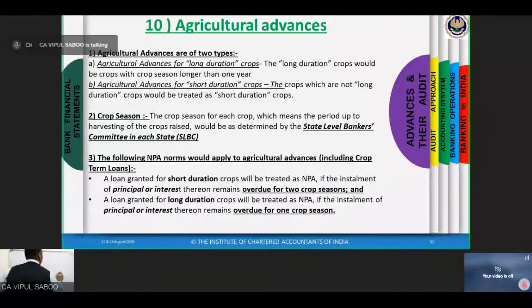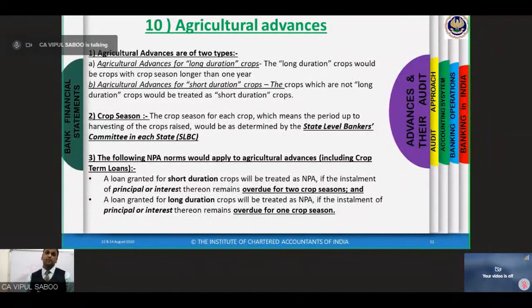KCC and crop term loans. Right? So a loan granted for short duration crop will be treated as NPA if the installment of principal or interest remains overdue for 2 crop seasons. Either the principal or the interest or both remain overdue from the due date for 2 crop seasons. They give you time till 2 crop seasons. You have time till 2 crop seasons.